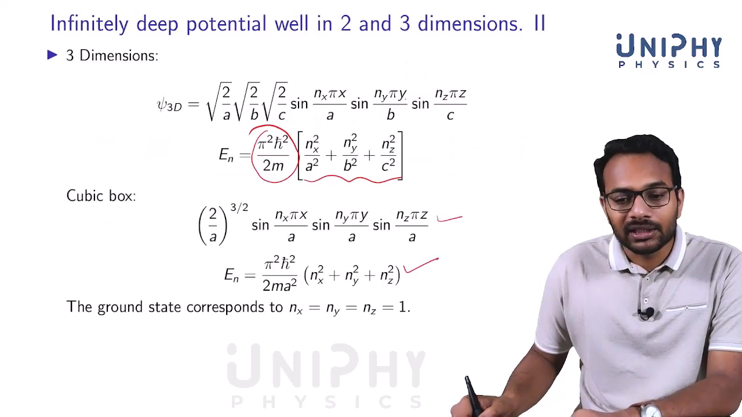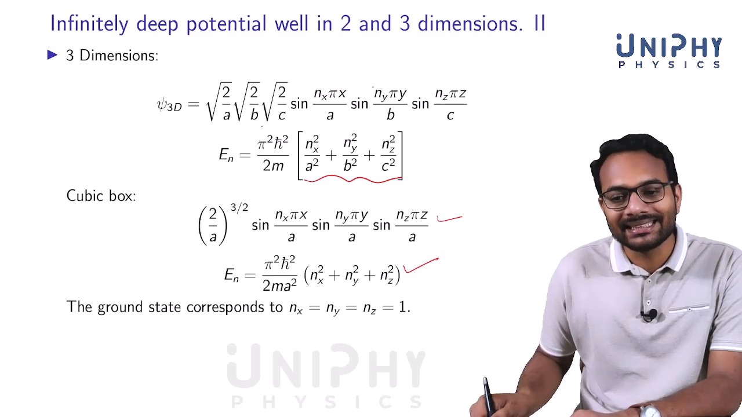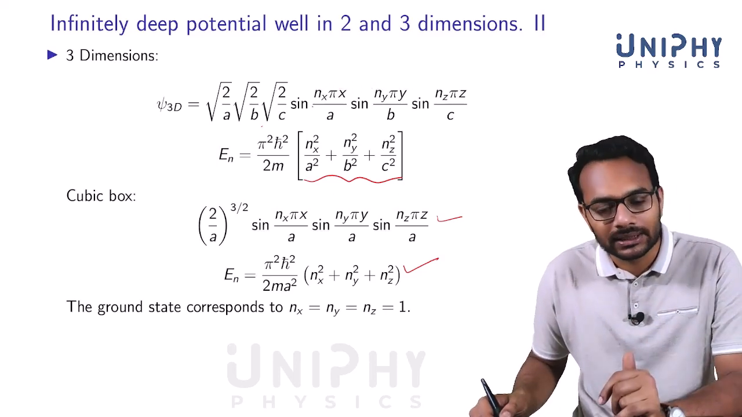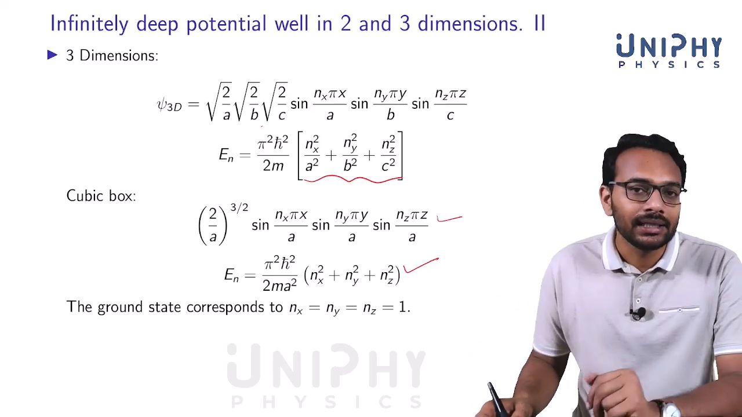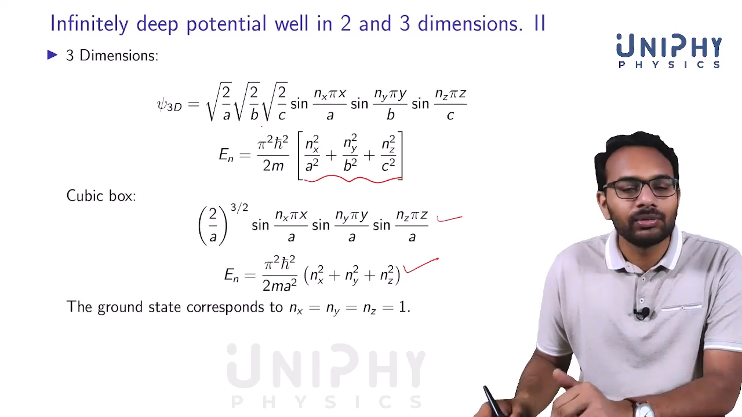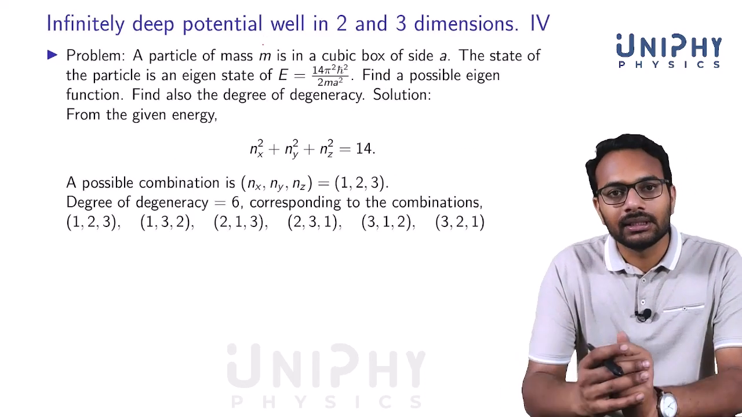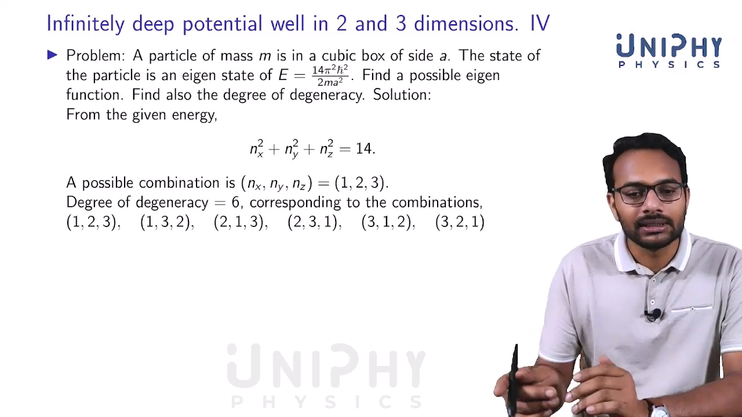But the wave function changes. If you change nx and ny, you have a different wave function, or you have a different eigenfunction. That means that you have a different physical state corresponding to the same eigenvalue. That's why we say that there is a degeneracy. Now, such problems have been asked from infinitely deep square well potential. Let's look at a problem.